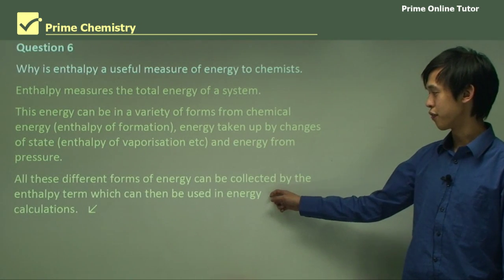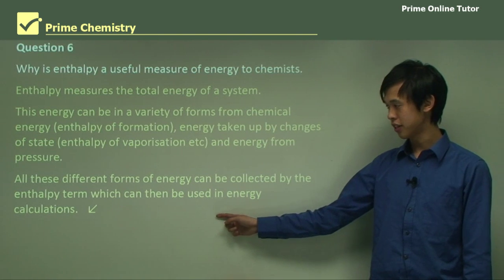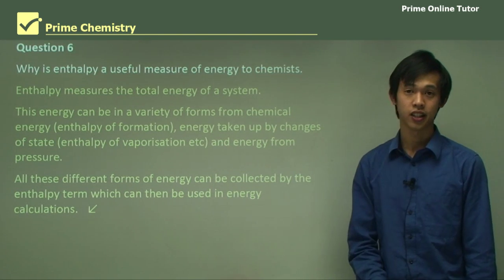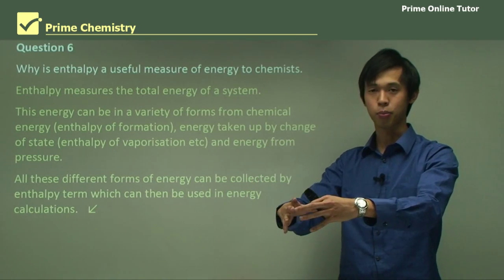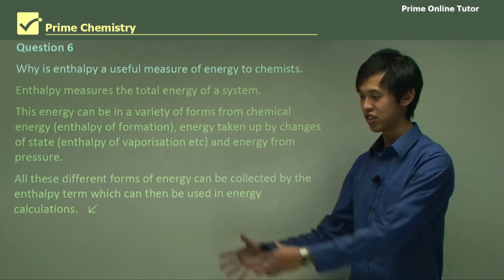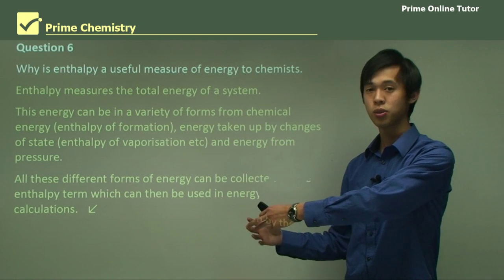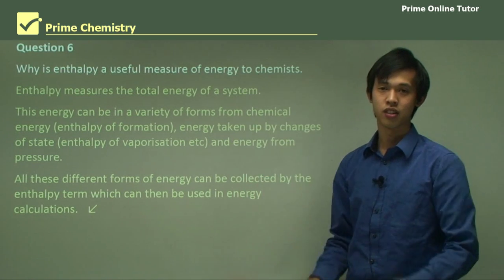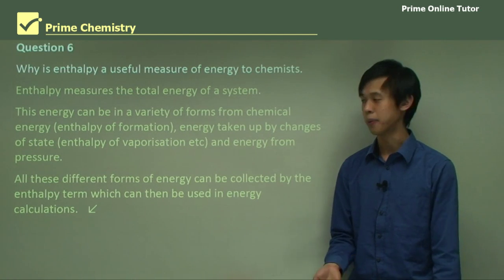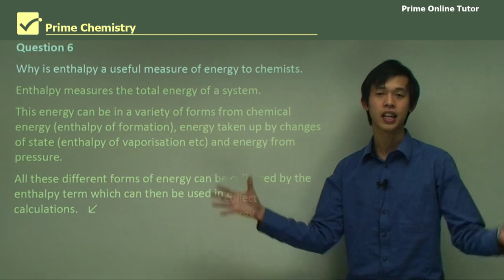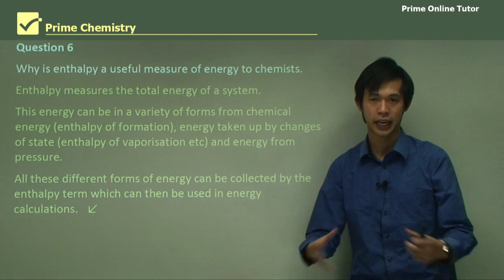So all of these different forms of energy can be collected by the enthalpy term, which can then be used in energy calculations. So we can collect all this energy and say, this is enthalpy 1. And then we can collect all the energy at another state and say that's enthalpy 2. And then we can just do the subtraction, and we can work out delta H really easily. And that's why we use enthalpy, because it collects all sorts of energy terms together.